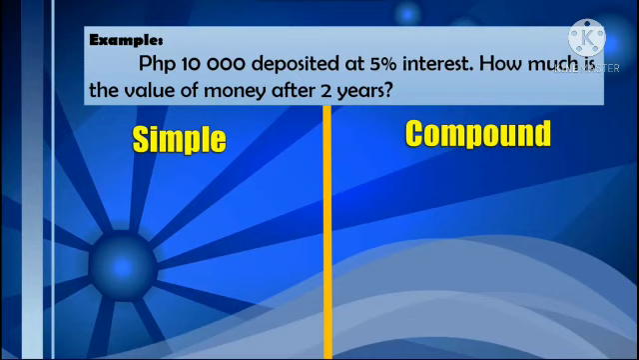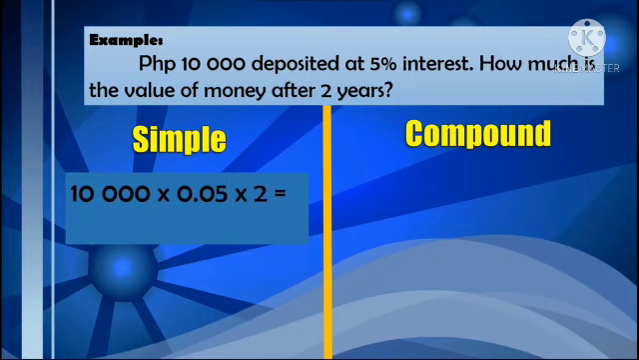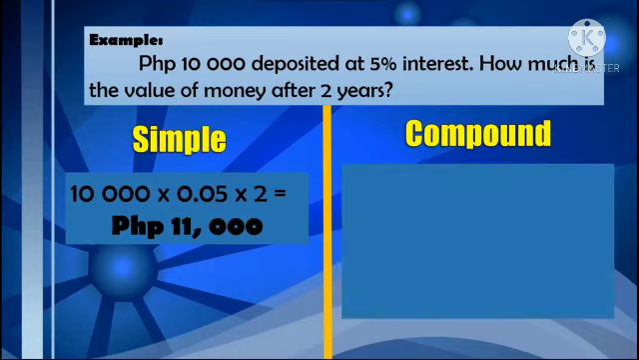How much is the value in money after 2 years? If the interest given is only simple interest, to compute for the money after 2 years, it is only given by 10,000 times 0.05 times 2, which gives us 11,000 pesos, meaning to say there is 1,000 pesos interest after 2 years.